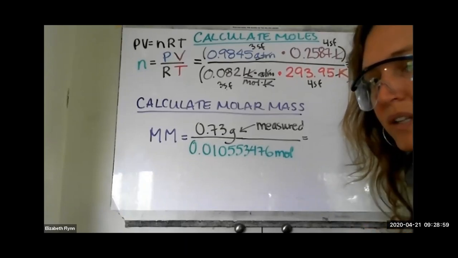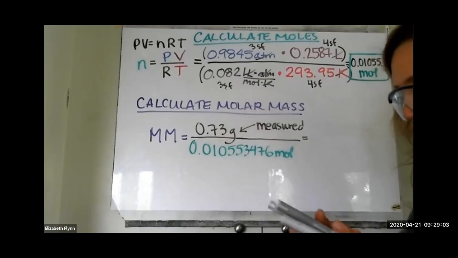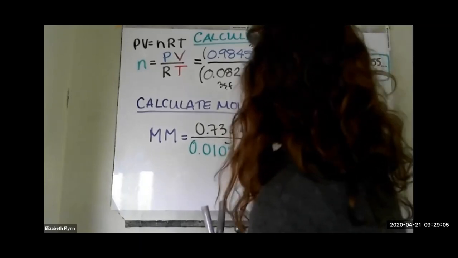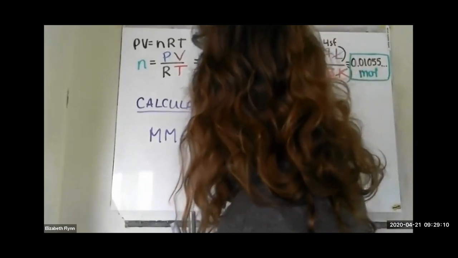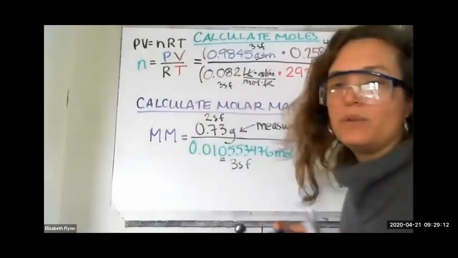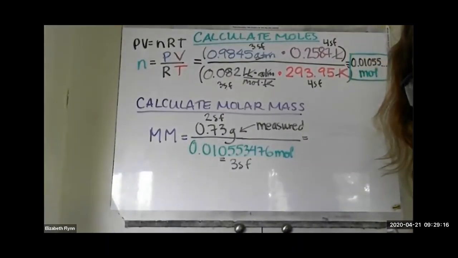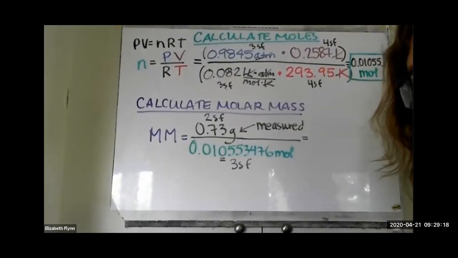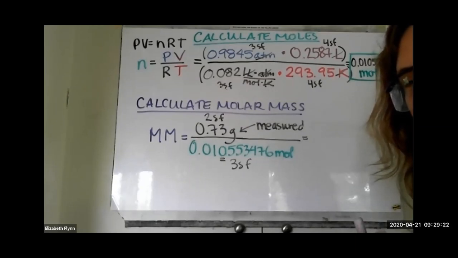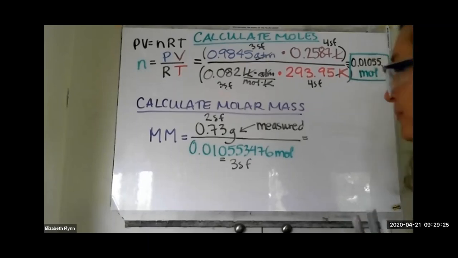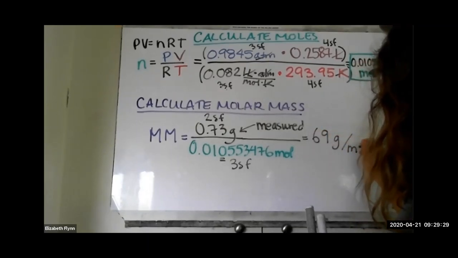So what's the final molar mass? There should be 2 sig figs, right? Because there's 2 sig figs here. There should be 3 here. So what do we get? What's the unit? Yeah. 69 grams per mole.